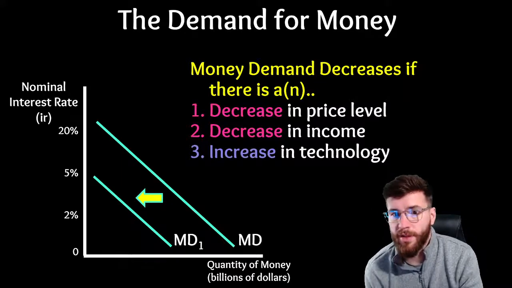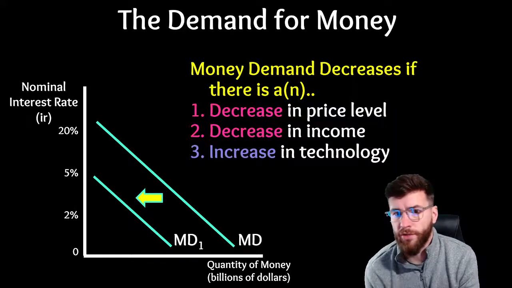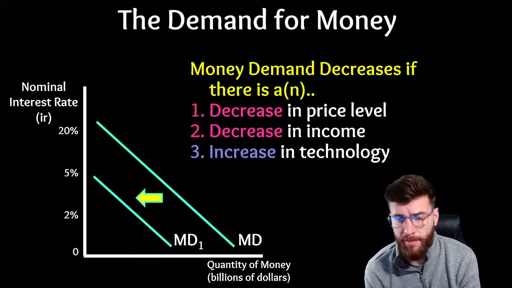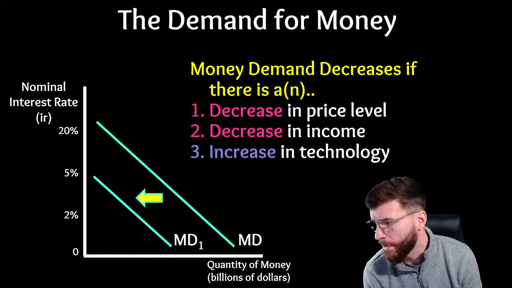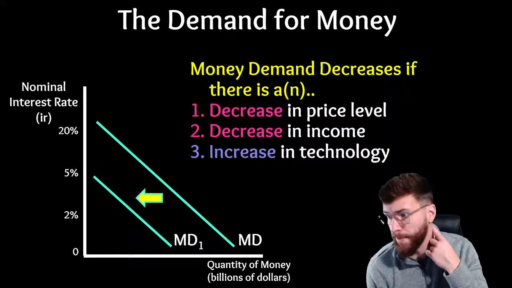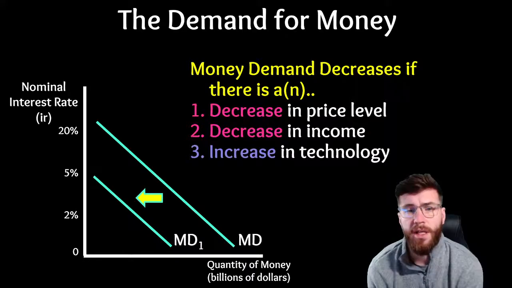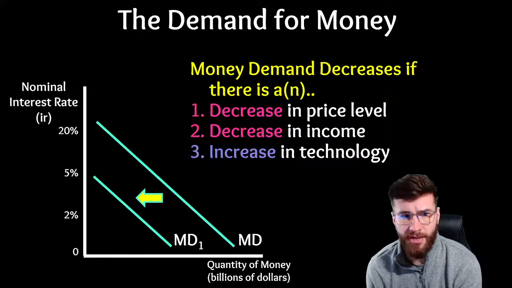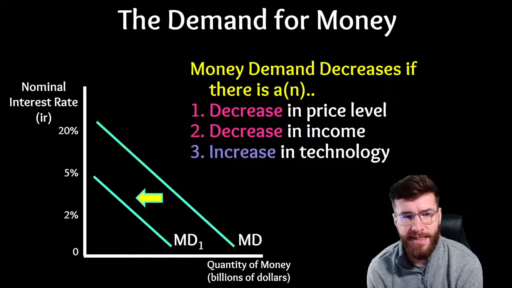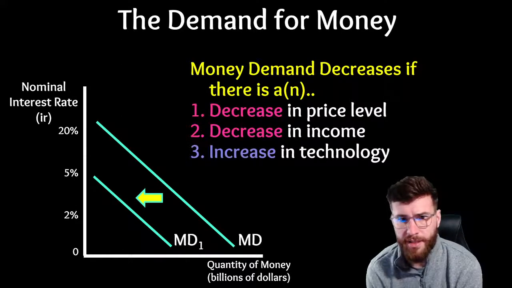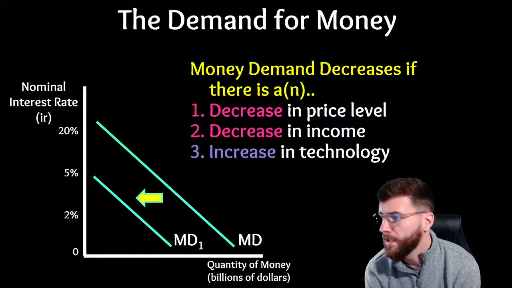Number two, if you have a decrease in income, generally, again, most goods are normal goods. If you have less income, you demand fewer goods, just market demand. So if you demand fewer goods, you're buying fewer goods. If you're buying fewer goods, you don't need money to make transactions. It's going to require less transaction demand if your income goes down because you're going to buy fewer things.